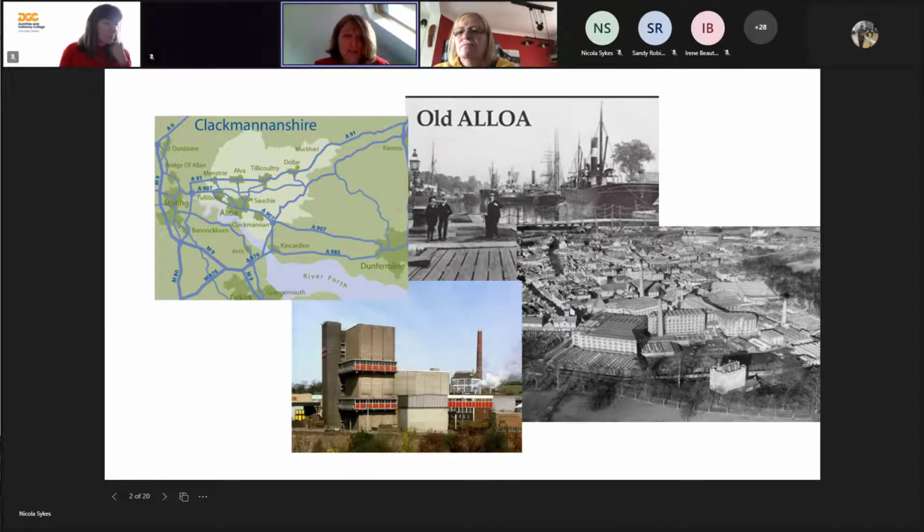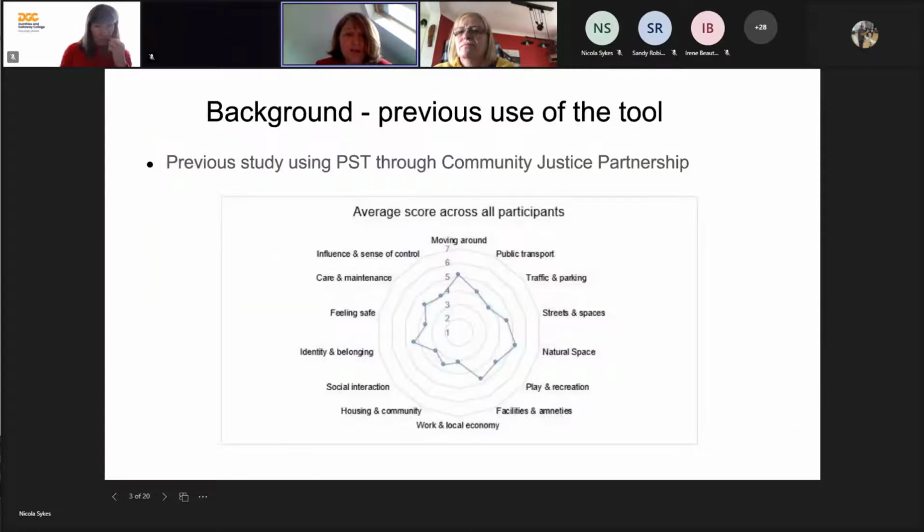We first used the Place Standard tool. I'm sorry, it's not actually moving forward, Nicola. Can you move it? Oh, there we are. Sorry.